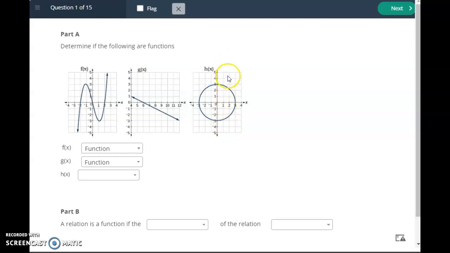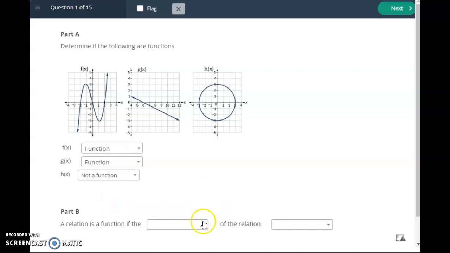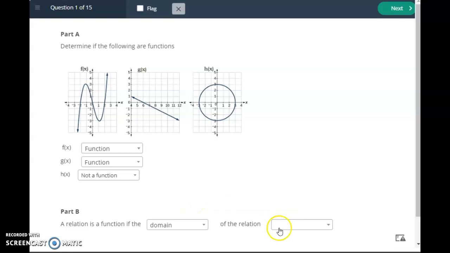And then this one, h of x, if you drew a vertical line right here, it would pass through both the top and the bottom of the circle, which means it's not a function because it crossed at 2 points. Here at the bottom it says a relation is a function if the domain, the x's of the relation, do not repeat.